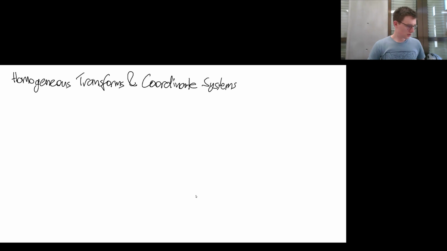The first RobotDynamics exercise is concerned with homogeneous transforms and coordinate systems. That will be, for some of you, a repetition because you've taken dynamics classes before. For others, it might be new. So we will go through it step by step and show you all the necessary components that allow you to solve the exercise.